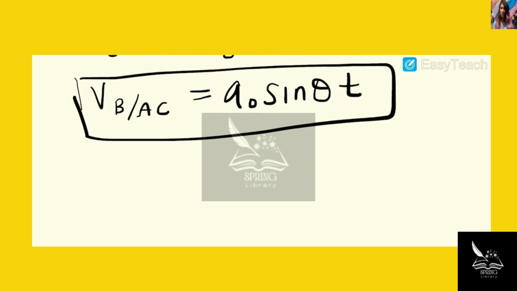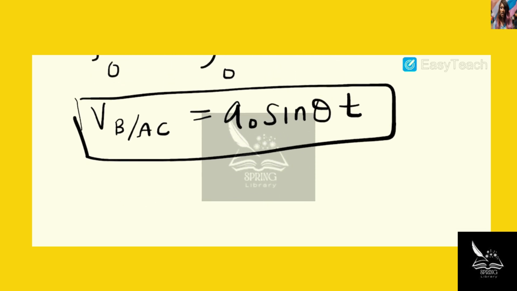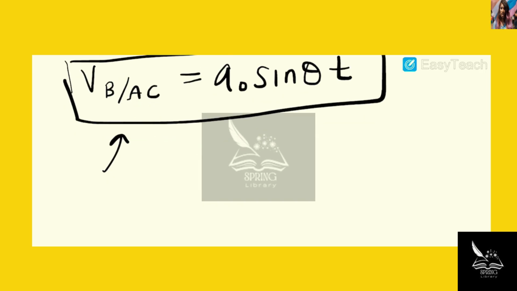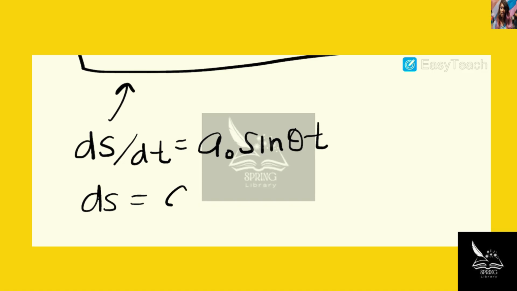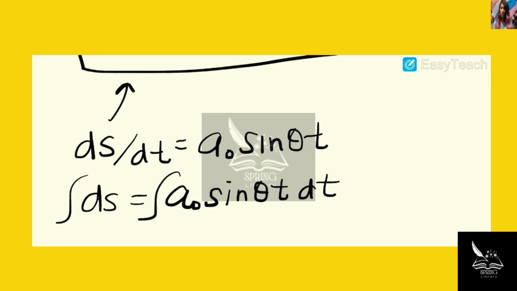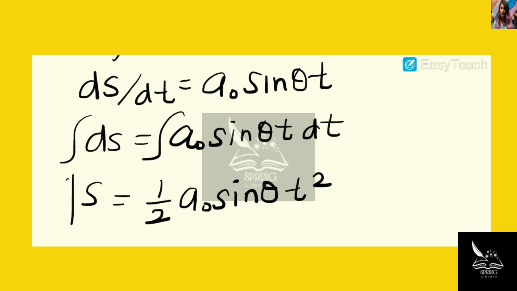We're also asked to solve for s as a function of t. So we can again just take the next, or a subsequent, integral of this equation shown here, because we know that VB given AC is just equal to ds over dt. So we can see that ds/dt is equal to A0 sine theta t. ds is equal to A0 sine theta t dt. Integrating both sides gives us that s is just equal to 1/2 A0 sine theta t squared. And that's our final answer.